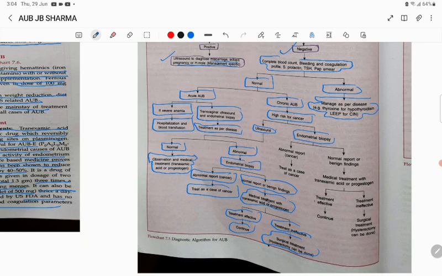Then endometrial biopsy: abnormal report, treated as cancer. Normal or benign report pending, medical treatment with tranexamic acid and progesterone. Treatment effective, continue. If treatment is ineffective, surgical management of hysterectomy.